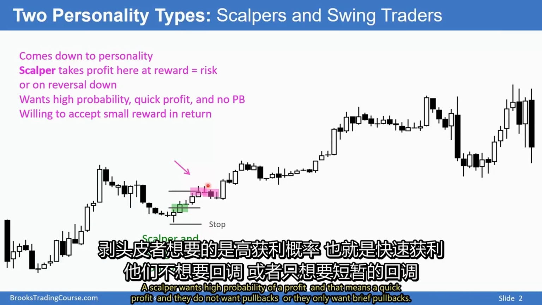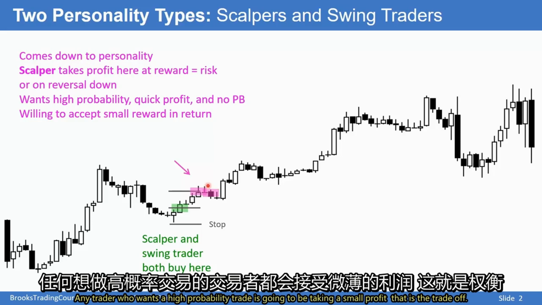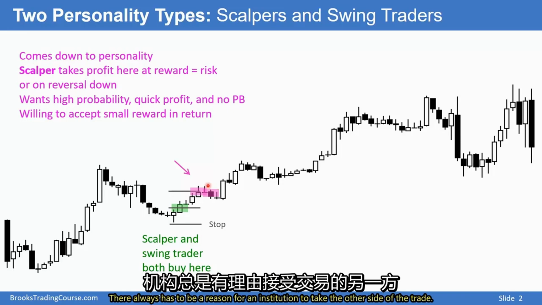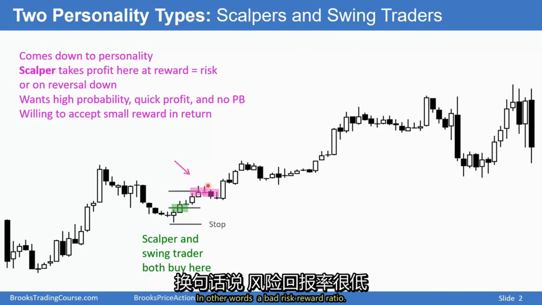A scalper wants high probability of a profit, and that means a quick profit, and they do not want pullbacks, or they only want brief pullbacks. In return, they're willing to accept small reward. Any trader who wants a high probability trade is going to be taking a small profit. That is the trade-off. There always has to be a reason for an institution to take the other side of the trade. If you get high probability, you get small reward and generally relatively big risk. In other words, a bad risk-reward ratio.